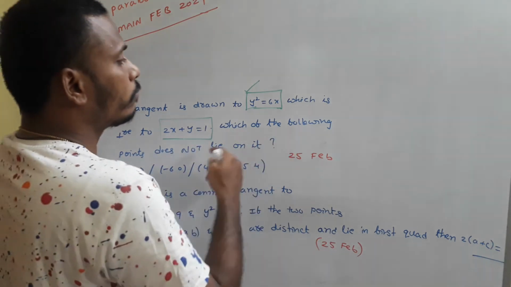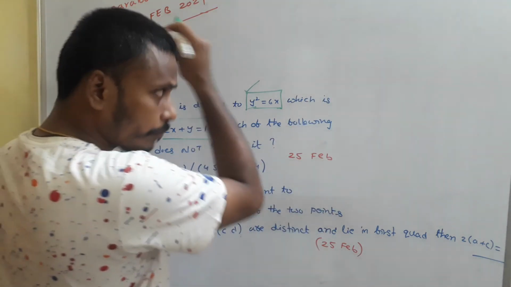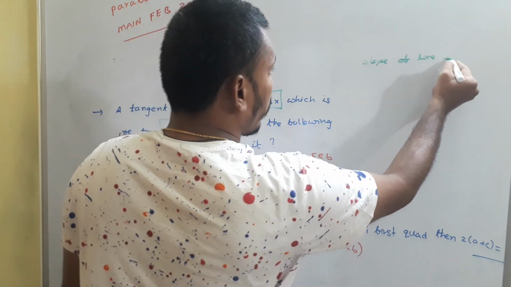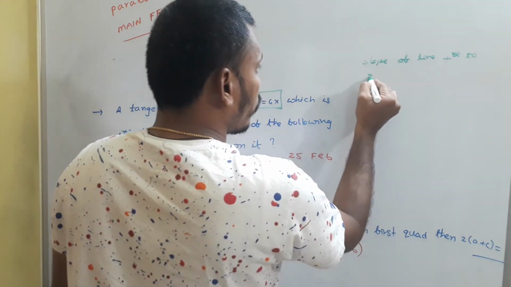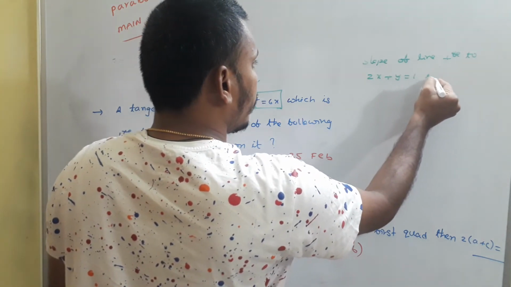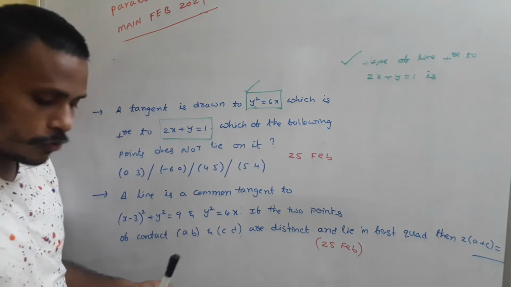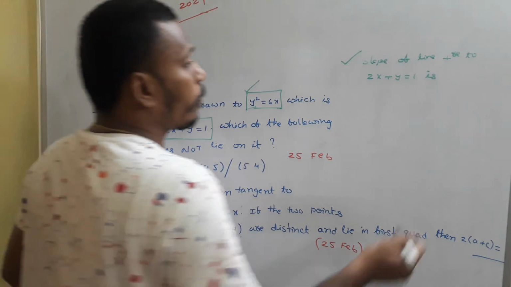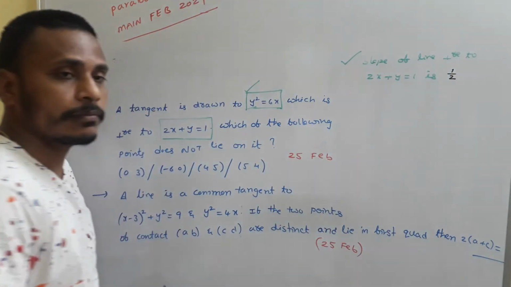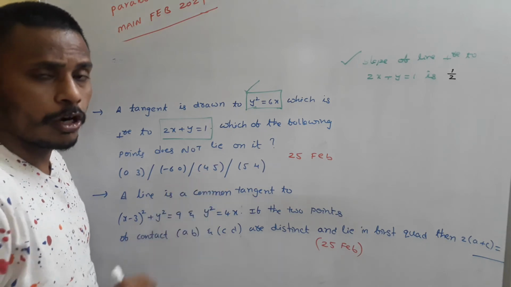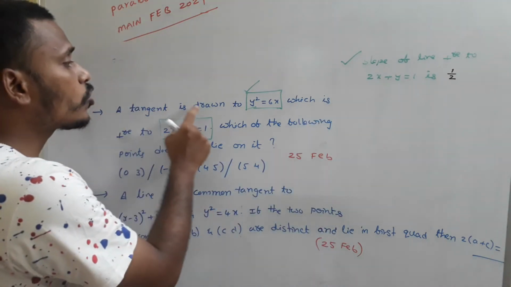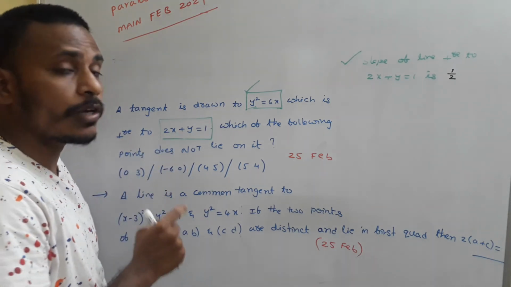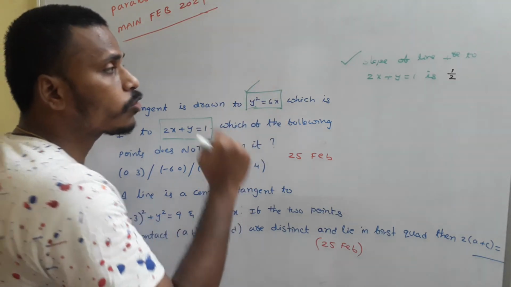Now, the slope of the line perpendicular to 2x plus y equals 1: the given line is 2x plus y equals 1. Its slope is simply minus 2. Since its slope is minus 2, its perpendicular line slope is 1 by 2. Is it clear? Because the product of slopes is minus 1. So now a tangent is drawn to y square equals 6x, which is perpendicular to 2x plus y equals 1. That means we are going to sketch a tangent with slope 1 by 2.